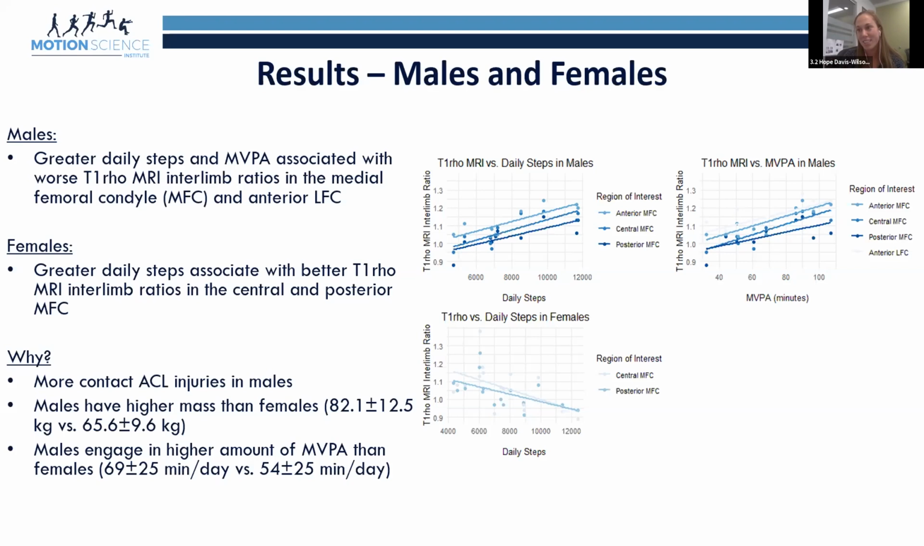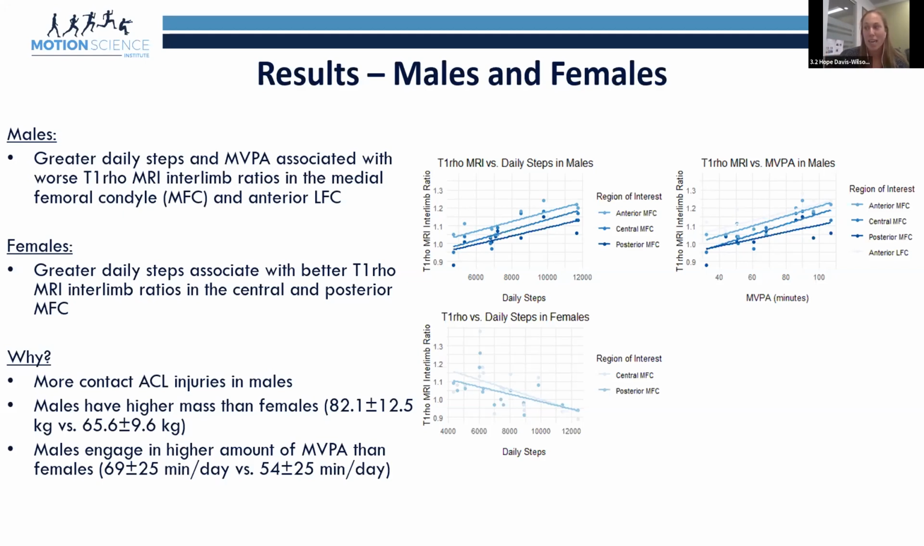Some hypotheses are that males are more likely to have a contact ACL injury and potentially experience worse cartilage damage during the initial ACL injury. And that can make them more susceptible to negative cartilage compositional changes in terms of loading the joint. Our males also had higher mass compared to females, and we're still a little unsure of how mass influences loading at the knee joint following an injury.